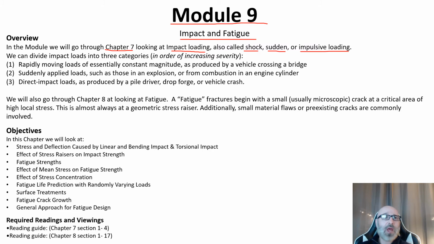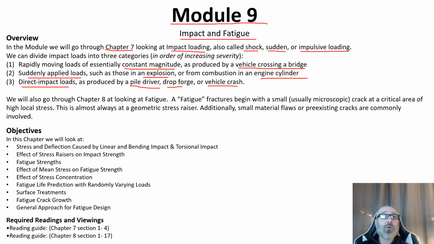So number 1, we have rapid moving loads of essentially constant magnitude. This is something that's produced by, like, a vehicle crossing over a bridge. 2, we have a suddenly applied load, such as those of an explosion or from a combustion of an engine cylinder. And 3, we'll take a look at direct impact loads. Now these are produced by a pile driver, drop forge, or a vehicle crash.